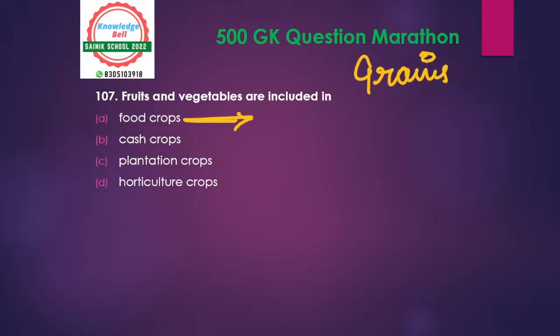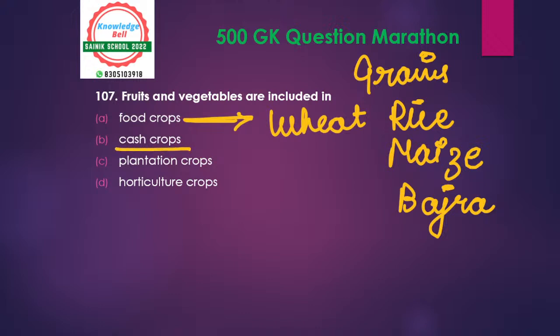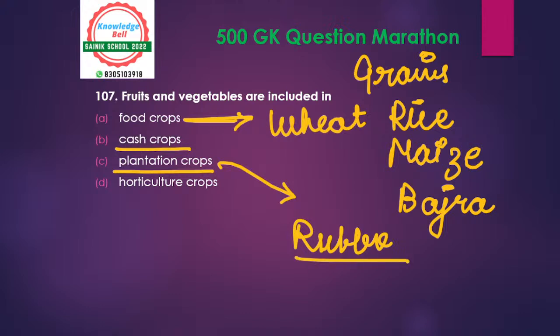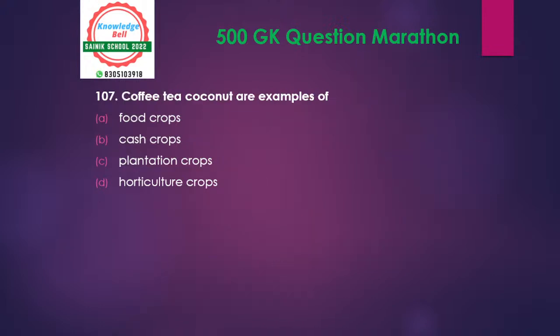So crops such as wheat, rice, maize, bajra, ragi, these are all examples of what? Which are the sources of food, the day-to-day intake of food. All of these are food crops. Next, you must keep in mind that we have cash crops and plantation crops. In plantation crops, keep in mind cotton and rubber. Horticulture crops, horticulture itself means fruits and vegetables. So horticulture crops include both fruits and vegetables. The right answer will be option D.